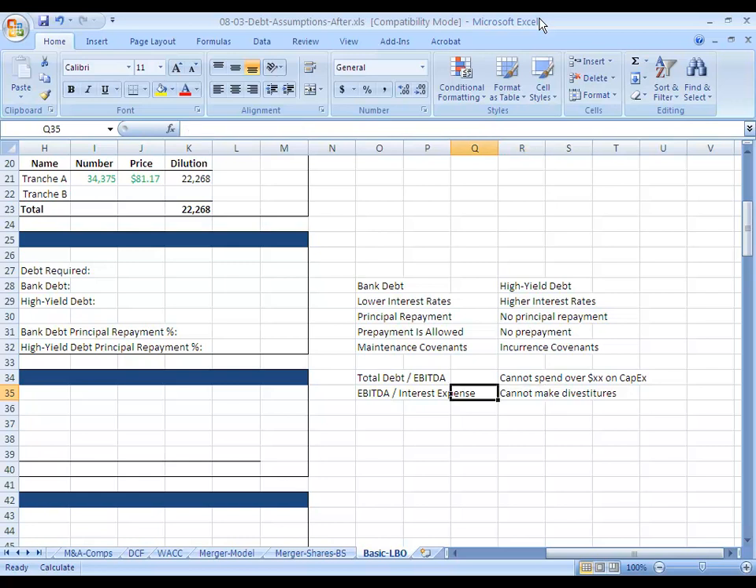And the reason, again, is because high yield debt tends to be riskier and has a higher rate of return, higher interest rates. Bank debt tends to be safer and has lower interest rates and overall makes it safer for the investor by having many of these restrictions and options in place. Again, there are other differences beyond the ones mentioned here, but these are the most important ones to understand for our purposes in this LBO model.